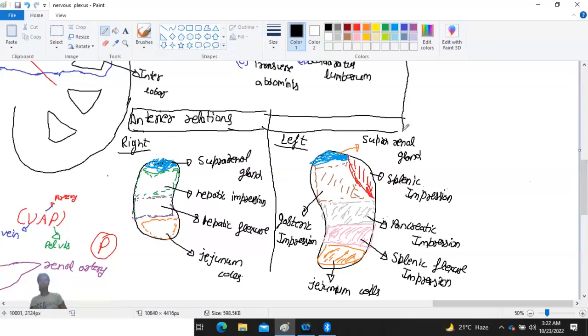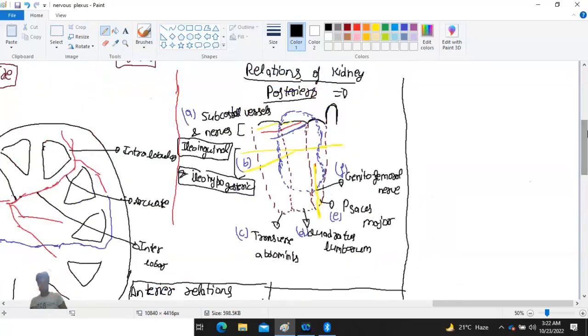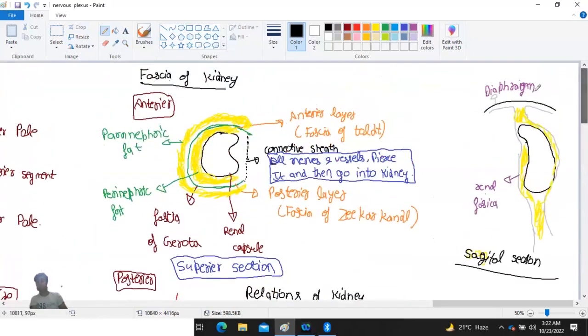These are the important things: the anterior relations, and these are the posterior relations. One important thing we want to draw here: remember, there is a gland also present here. This fascia covers the gland also. This is the suprarenal gland, which is also covered by this fascia.